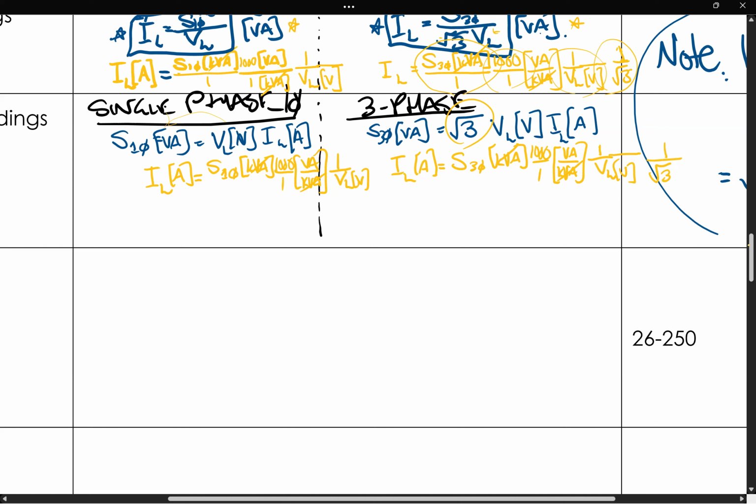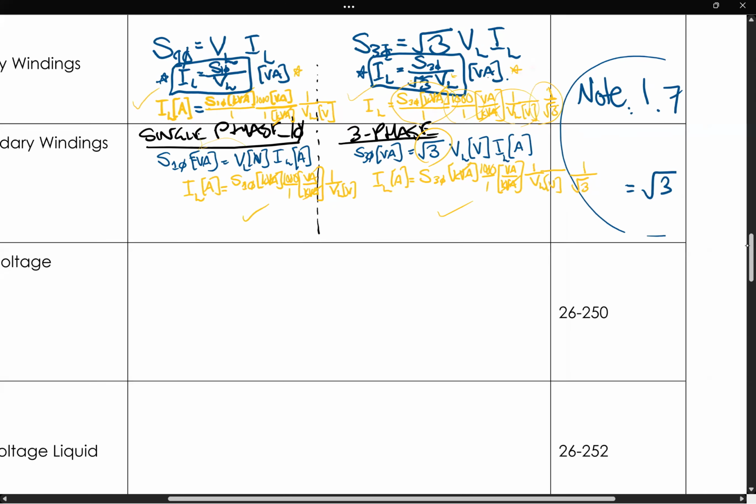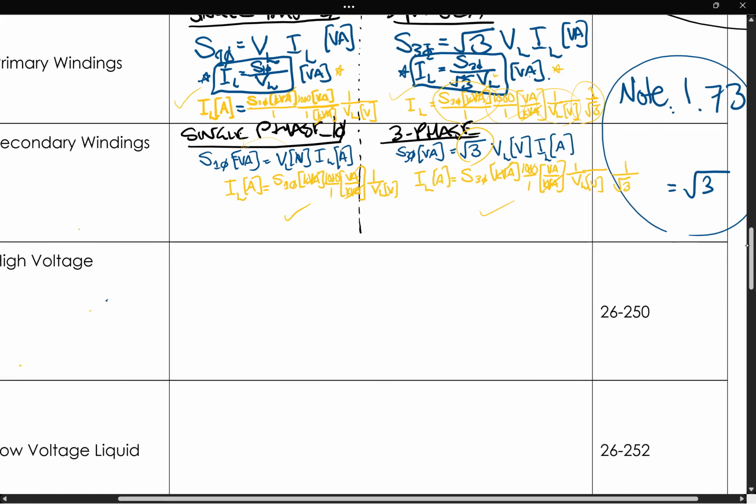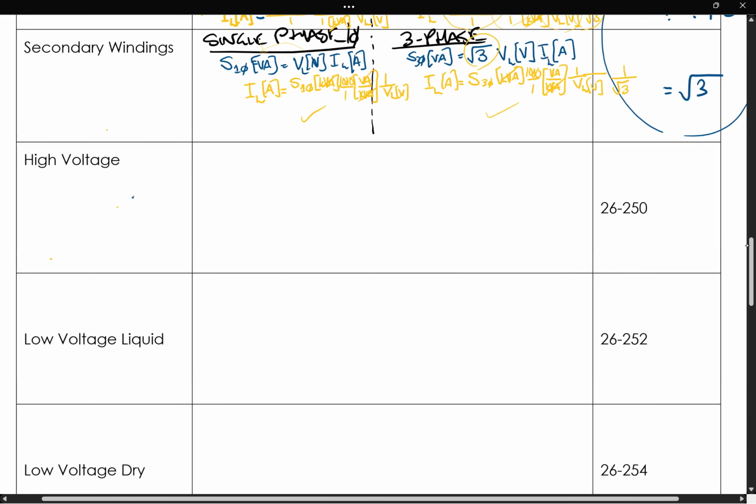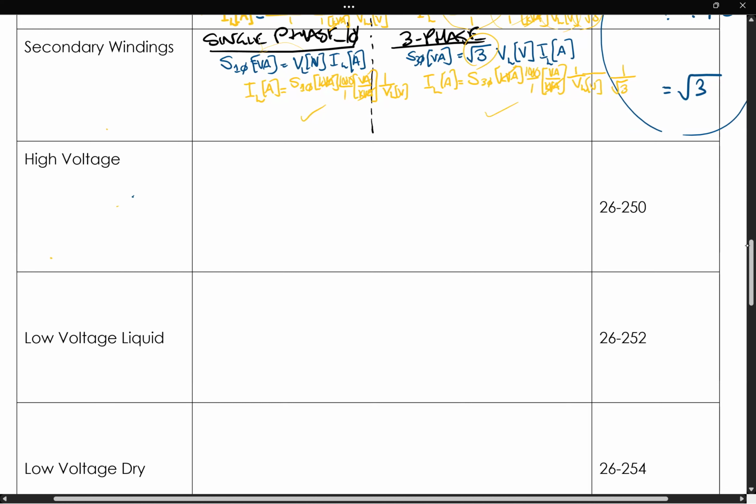So this is the line current equation for single phase. It's the single phase secondary winding current, and this is the three phase secondary winding current. This was the single phase primary winding current. This is the three phase primary winding current. Those are the first steps to this section of the code where you're going to have to calculate what the current protection device is for a transformer.